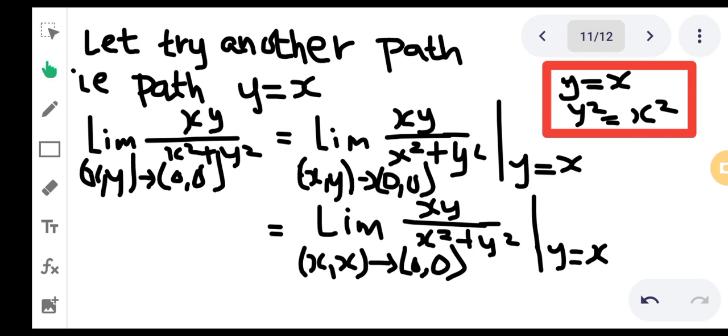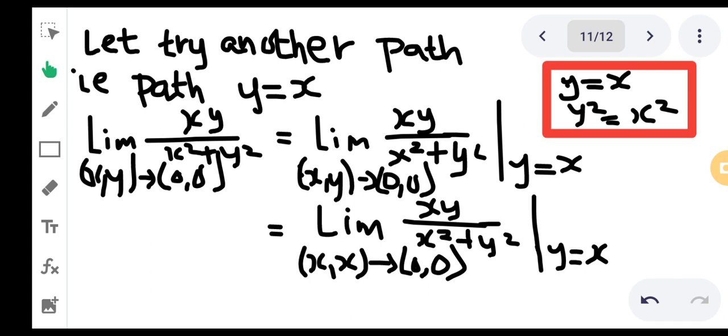So let's consider this path, the path y equals x. I have already explained this one in my previous videos, so we are not going to waste much time. Because from this path y equals x, it means wherever you see y, you are going to substitute x there. And this is the straight line.